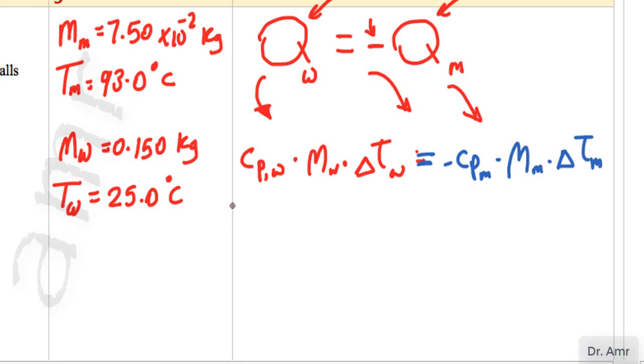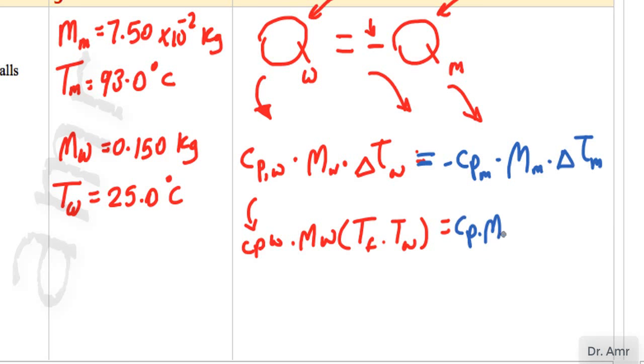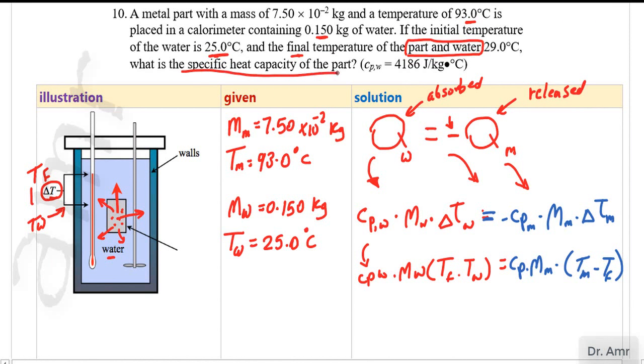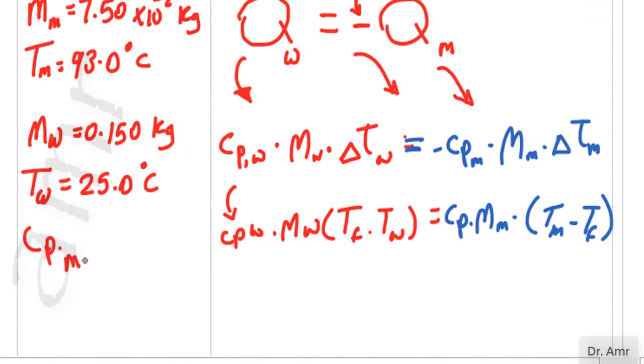يبقى أقدر أقول، كبسطها أكتر، إن هنا specific heat of water times mass of water times T final minus T water، اللي هي الانيشال، equals specific heat times الماس times T metal minus T final. خلي بالنا هنا الميتال هو درجة الحرارة اللي بيريليس عشان هو الهوت اوبجكت هو اللي بيريليس، فبنقول ال T metal minus ال T final. هو طالب مني ايه؟ what is the specific heat capacity of the part. انا عايز ال CP of the metal. طيب ال CP of the metal اهو، خلينا نعمله بالازرق عشان يبقى واضح اكتر.